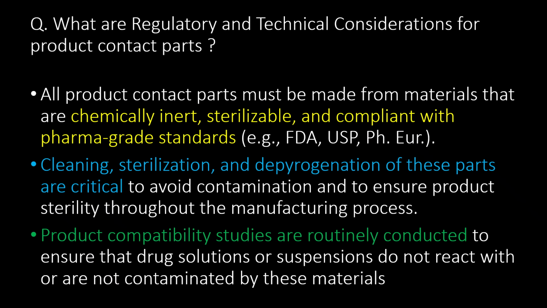What are regulatory and technical considerations for product contact parts? All product contact parts must be made from materials that are chemically inert, sterilizable, and compliant with pharma grade standards. Cleaning, sterilization, and depyrogenation of these parts are critical to avoid contamination and to ensure product sterility throughout the manufacturing process. Product compatibility studies are routinely conducted to ensure that drug solutions or suspensions do not react with or are not contaminated by these materials.